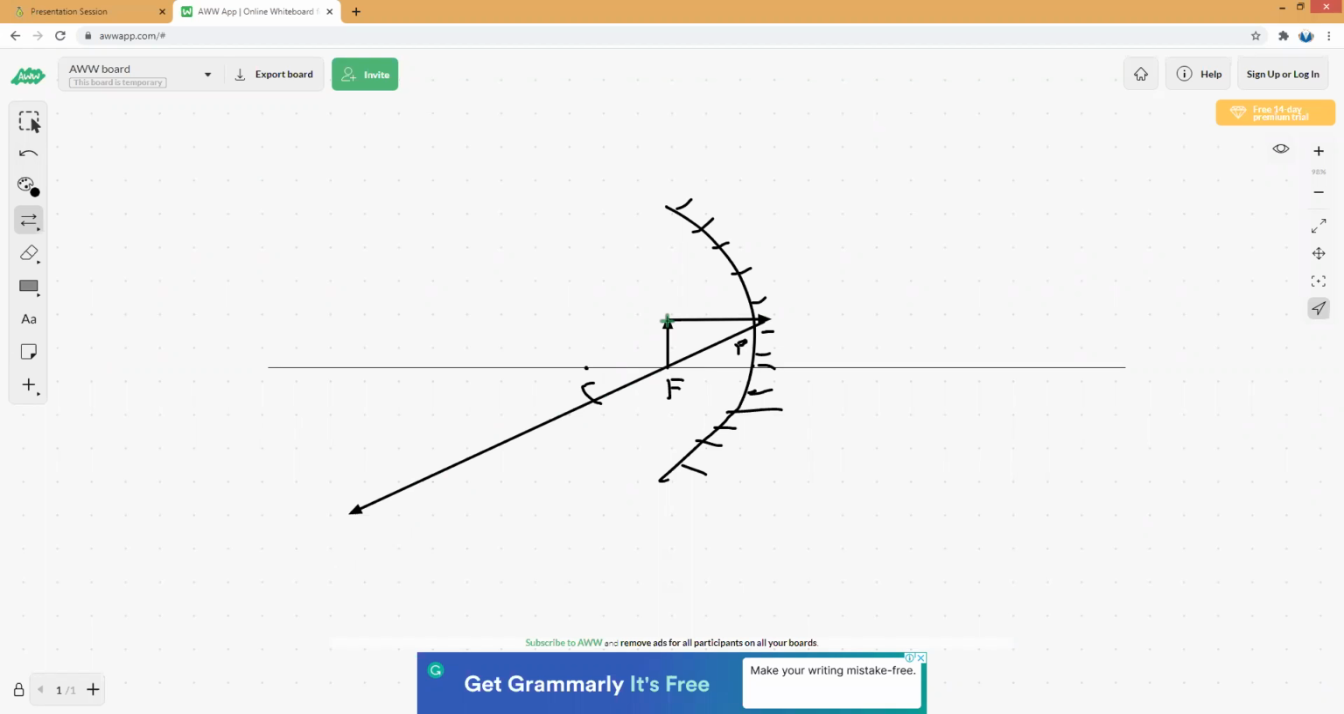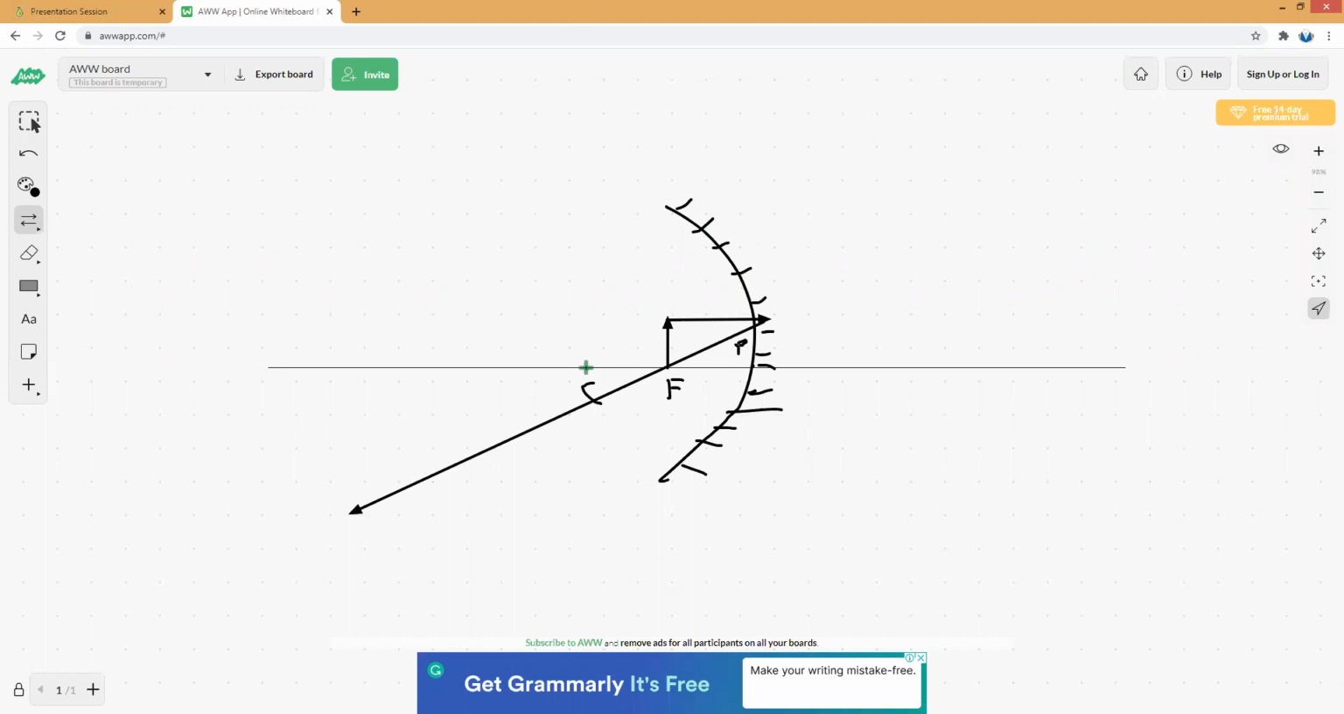But for this one, can you draw a ray that passes through the focus? Anyone? No, we can't. It's on the focus. Can you draw? So what do we do? The image is found at infinity, right? Image formed at infinity.